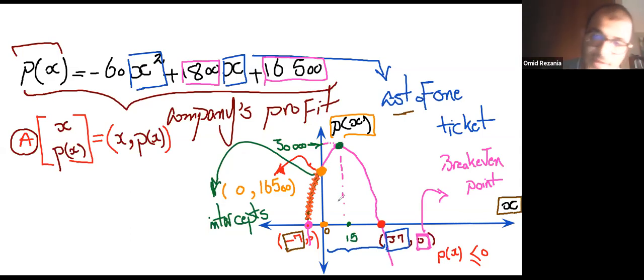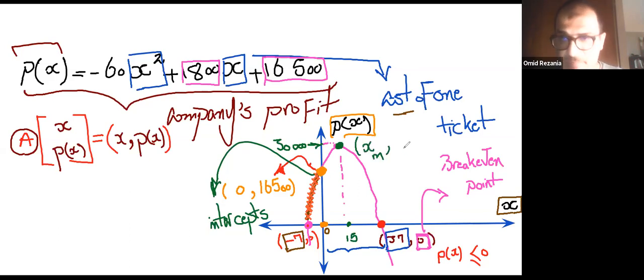I'm going to focus on this point, and I'm just going to call that point, let's say, x sub-index m and p of sub-index m. Later, you'll see why I call this m. At this point, you see what happens there. When we start to sell the tickets, the profit we have is going to be between $0.